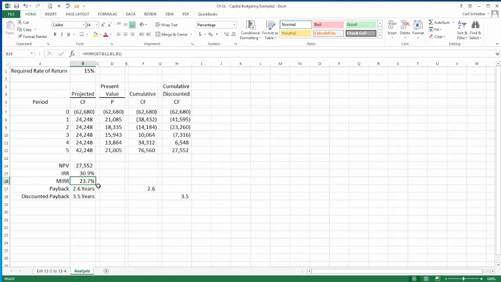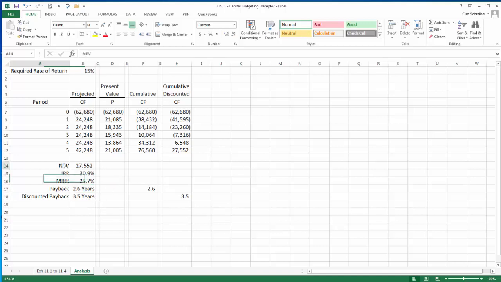Now, just in quick review of this problem, remember that at the end of the setup on our problem on page 334, it said, furthermore, management has determined that the maximum allowable time to recover its investment is 3 years. Notice that our payback is 2.6 years. Based simply on that statement, we would call this an accept decision.